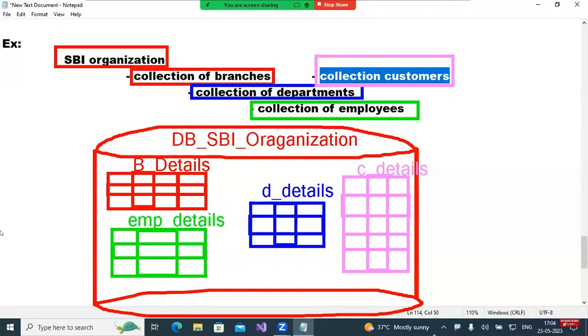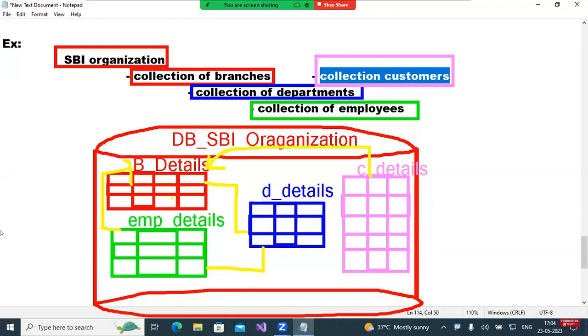Definitely the department table has a relationship with whom? With the branches. A compulsory relation is there. Next, employees have a relation with whom? Departments. And this is one relation. Again, employees have a relationship with whom? Branches. Okay now. Next, customers have a relationship with the branches. So that means here, table to table, you have some relation. Yes. So this is how the data can be stored.